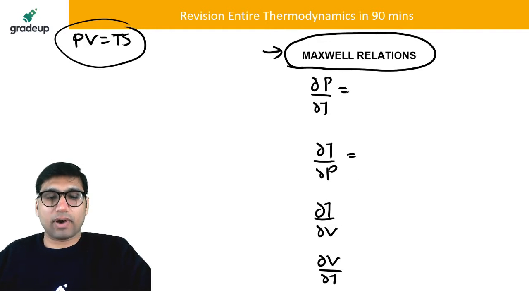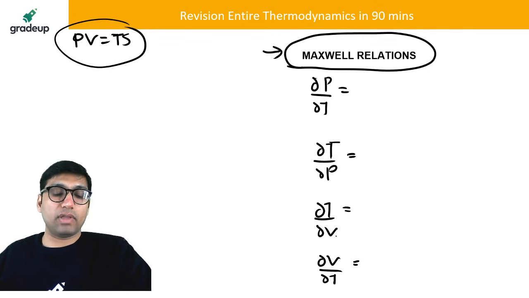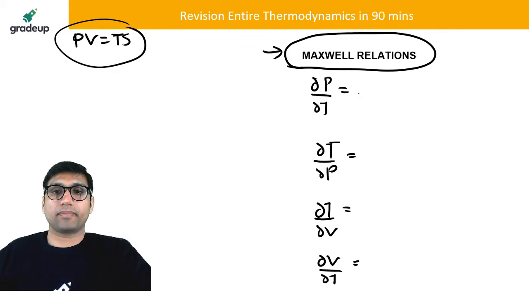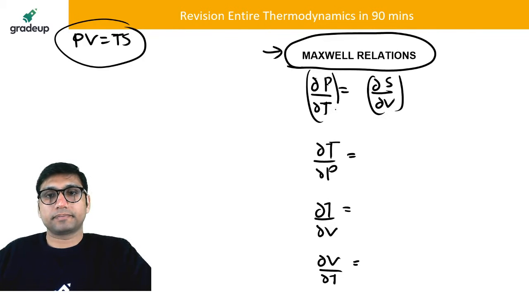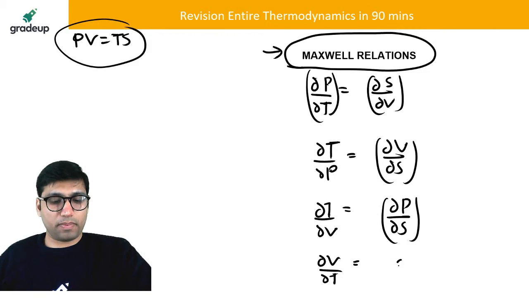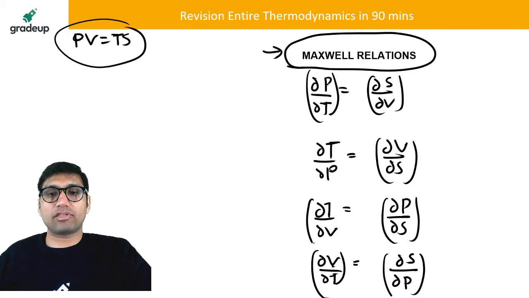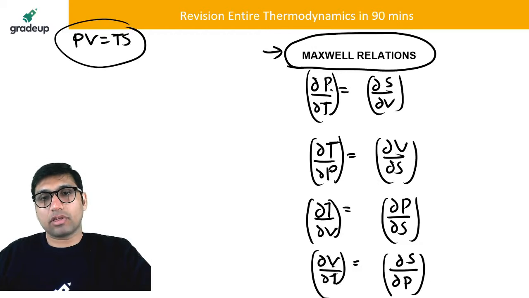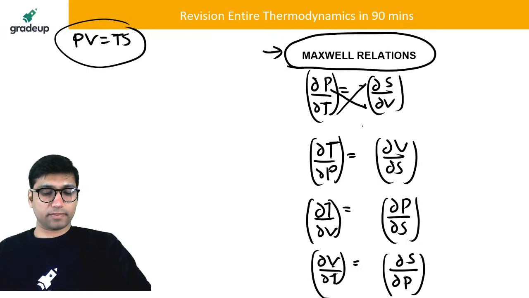Sometimes you have to write P by T, once you have to write T by P, once you have to write T by V, once you have to write V by T. To write the 4 Maxwell equations, now you just have to match PV is equal to TS. If this is T, this has to be S, this has to be V. If this is P, this has to be V. This is T, this has to be S. If this is V, this has to be P. If this is T, this has to be S. This is V, this has to be P. Because ultimately we have to cross multiply and match PV is equal to TS.